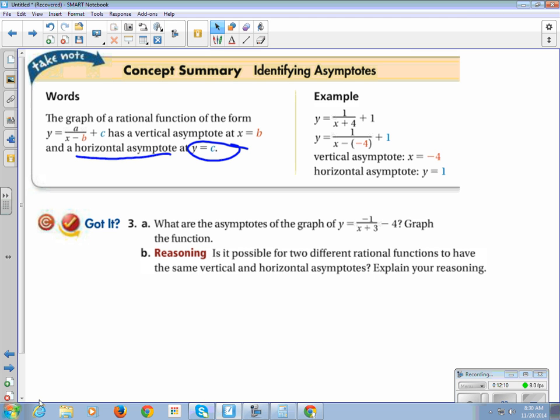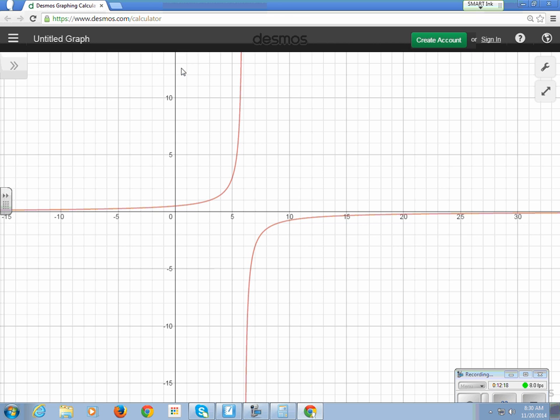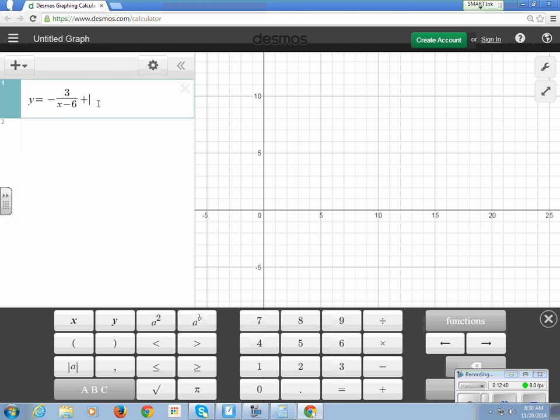Let's look at the Desmos again real quick. If you look here, it also doesn't touch the line y equals 0. It gets really close, but it never actually touches y equals 0. So y equals 0 is a horizontal asymptote. X equals 6 is our vertical asymptote. Awesome. And if you look at our equation, this is like having a +0 on the end. If there's nothing on the end, then our horizontal asymptote is y equals 0.